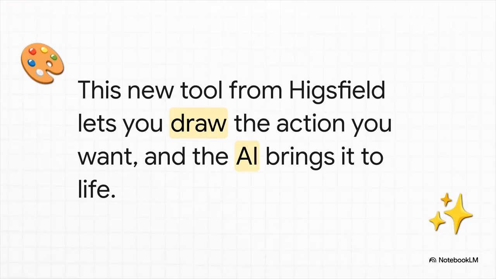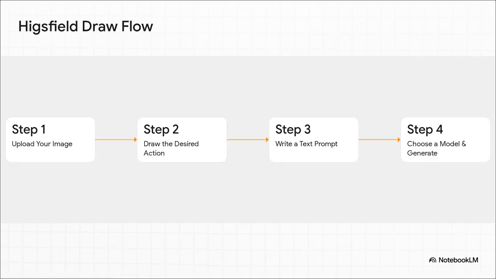So the tool that's making this happen is a brand new feature from the online AI company Higsfield. It's called Higsfield Draw, and the whole idea behind it is just beautifully simple. You draw the action you want, and the AI brings that drawing to life. The process itself is incredibly straightforward, which is awesome. You just start with a still image, you draw an arrow or some kind of shape to show what you want to move and how, then you add a simple text prompt to clarify things, pick your favorite AI video model, and you hit generate. It's really designed to be that easy for anyone to pick up.